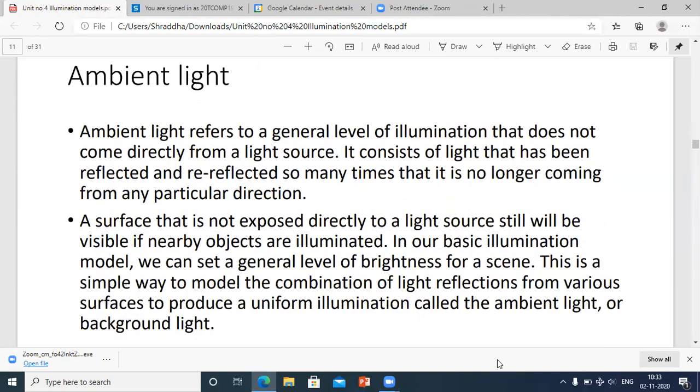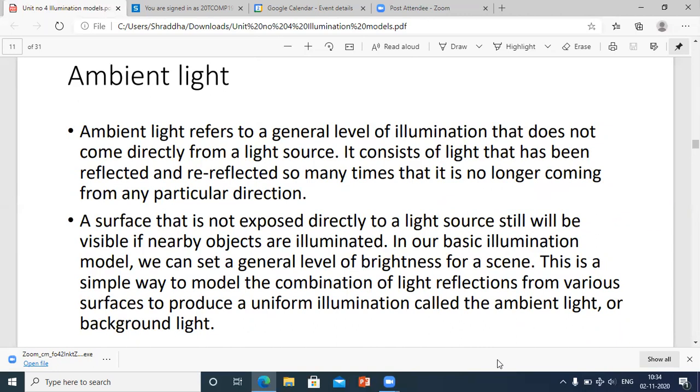In this, it is given a bit in detail. Ambient light refers to a general level of illumination that does not come directly from a light source. Ambient lights are those that do not come directly from the light source, rather they are produced with the help of background lights. It consists of light that has been reflected or re-reflected so many times that it is no longer coming from any other direction. A surface that is not exposed directly to a light source will still be visible if nearby objects are illuminated.